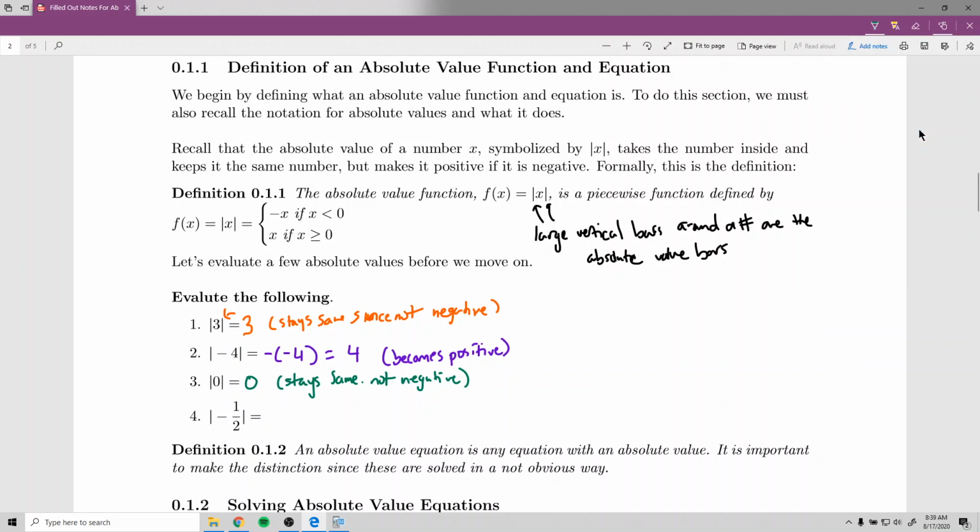And then the last one is just to emphasize that fractions aren't important. The only thing that's important is whether it's positive or negative. The absolute value of negative 1/2 is positive 1/2. It becomes positive, but the exact same number. We would never round it. We would never change it. The number just drops the negative sign.